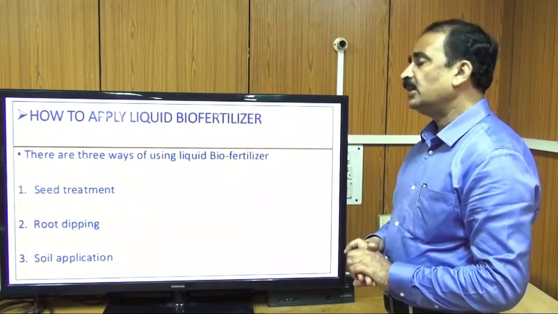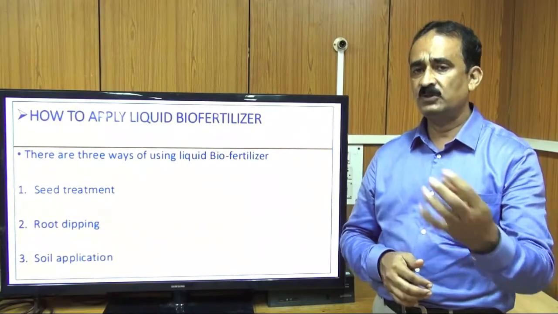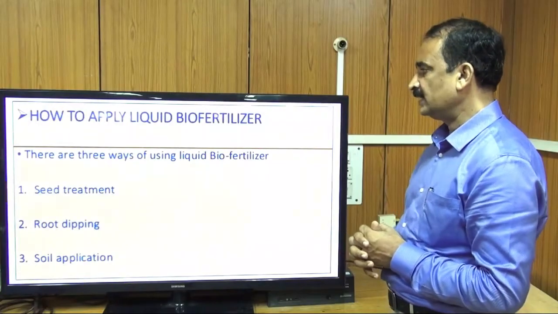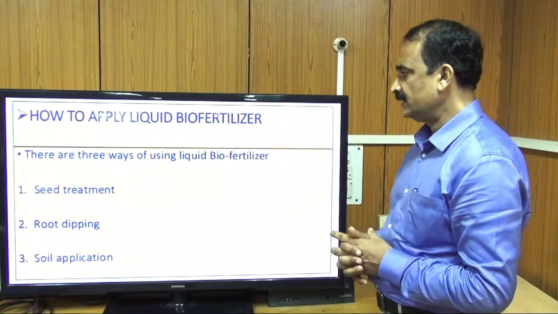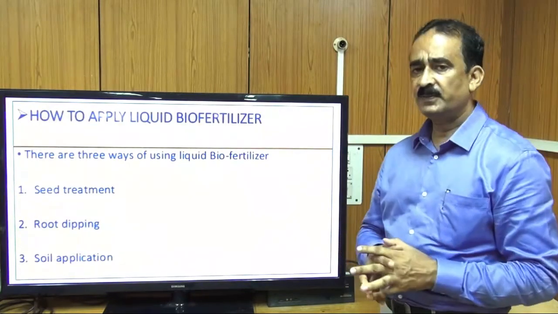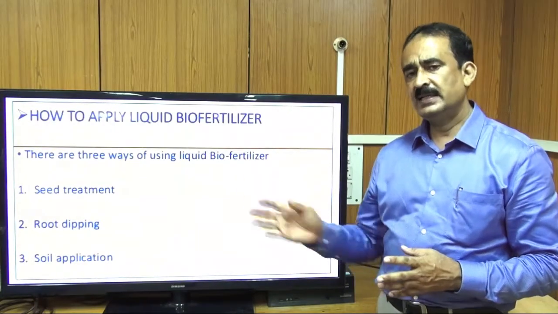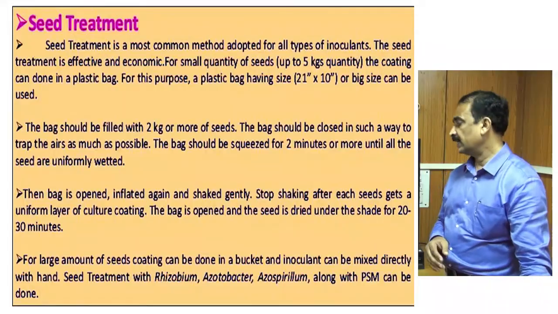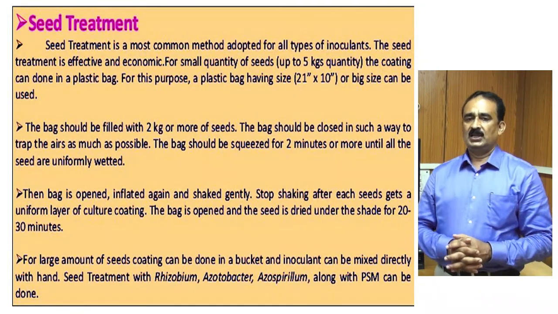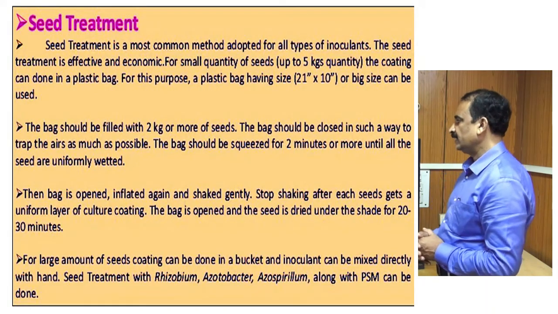Then how to apply the liquid biofertilizer? What is the methodology? How to use seed inoculation, root dipping and soil application, and which ways are available for this liquid biofertilizer? There are 3 ways for the liquid biofertilizer. First one is seed treatment, then root dipping, and then soil application. That is similar to the carrier based biofertilizer. So coming to the seed treatment, how to apply the liquid biofertilizer with the seed in the field.